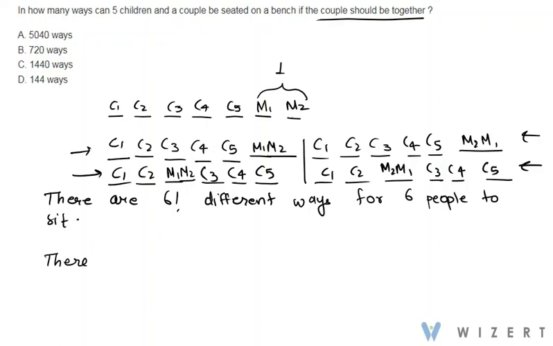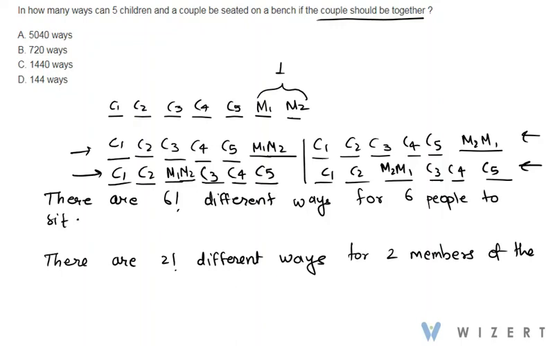There are 2 factorial different ways for two members of the couple to be seated.